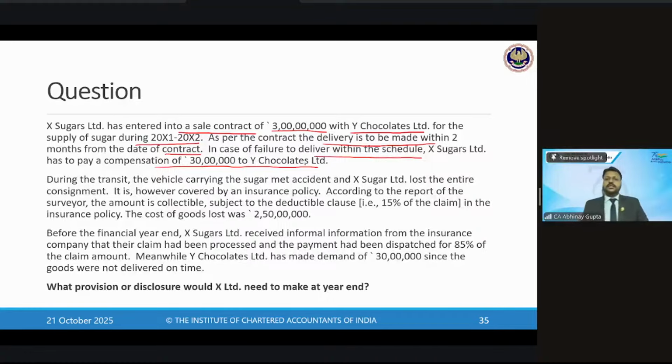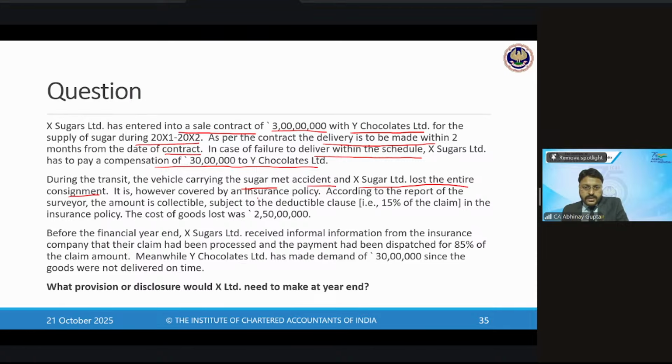So Y Chocolates has entered into a contract to buy the sugars from the sugar company. And if the sugar company defaults on making a delivery of the sugar within the stipulated delivery schedule, then they will be liable to pay 30 lakhs to Y Chocolates as per the terms of the contract. During the transit, the vehicle carrying the sugar met with an accident and X Sugar Limited lost the entire consignment. The truck fell into the river and the consignment is lost during the transit.